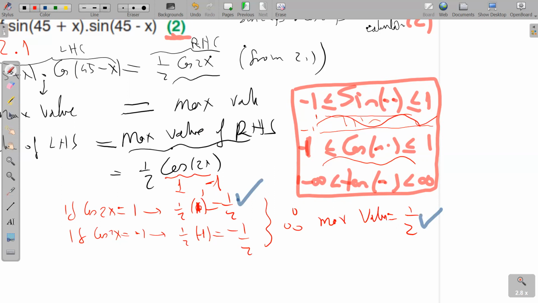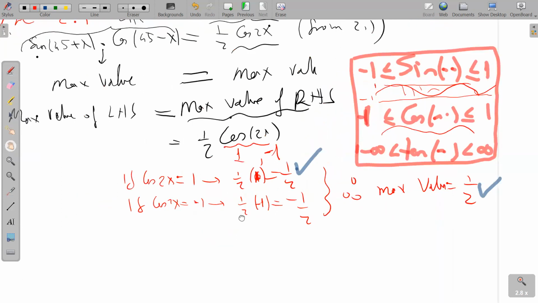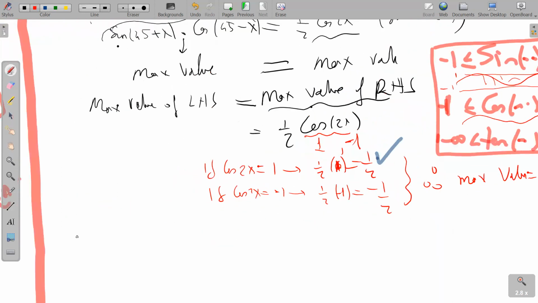And what about my own question, which is the last year class question? Hence, calculate sine 22.5 degrees times sine.